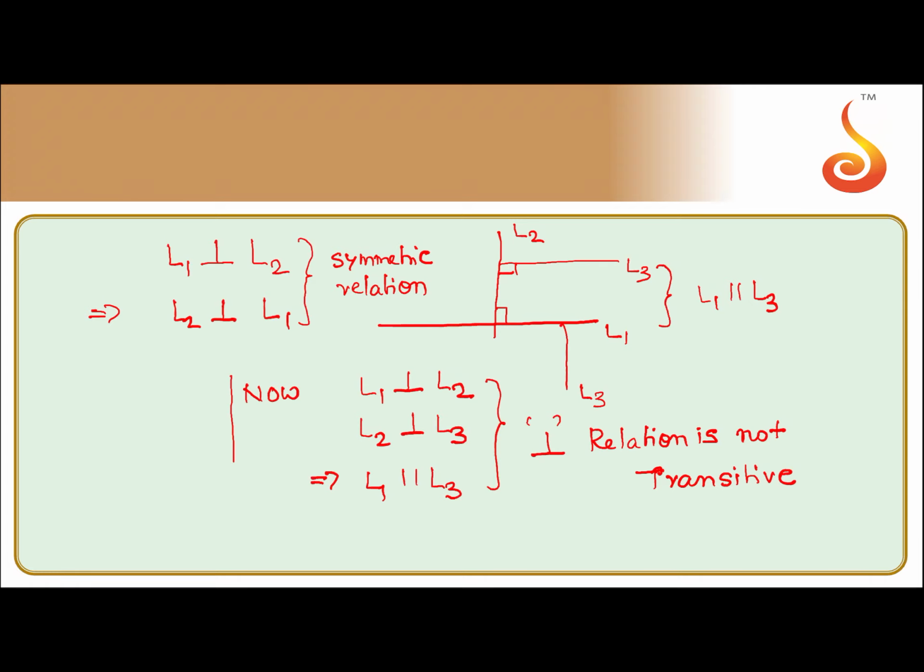Now, L1 is perpendicular to L1? Not possible. Therefore, it is not reflexive. So, the perpendicular property among the straight lines is only symmetric.